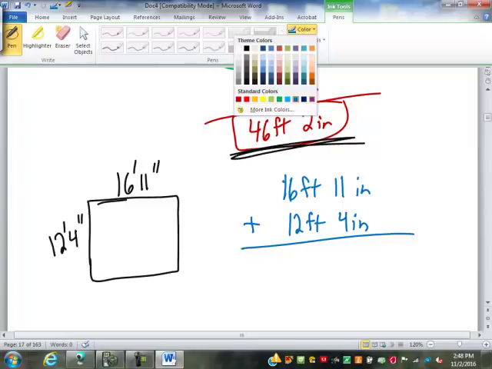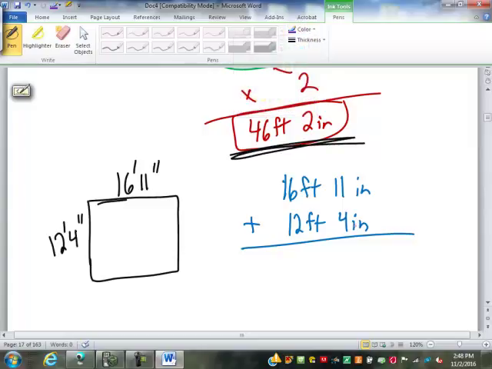So anyway, here we got 11 inches and 4 inches makes 15 inches, which of course is more than a foot. That's 1 foot with 3 inches left over. So we're going to keep our 3 inches, carry the 1 foot. 1 and 16 is 7. Well, technically I should do 1 and 6 is 7 and 2 is 9. Then 1 and 1 is 2. But I can cheat and do 1 and 16 is 17 plus 12 is 29 feet. So we've got 29 feet 3 inches.